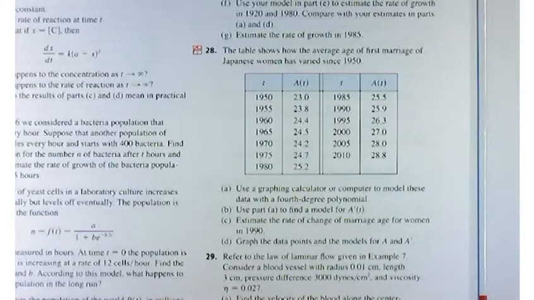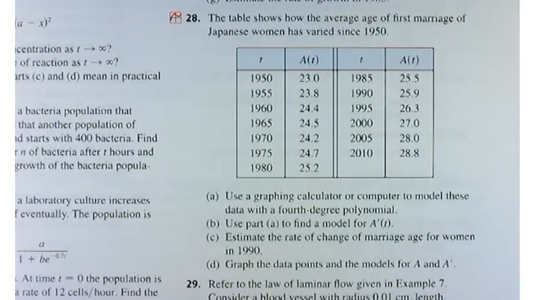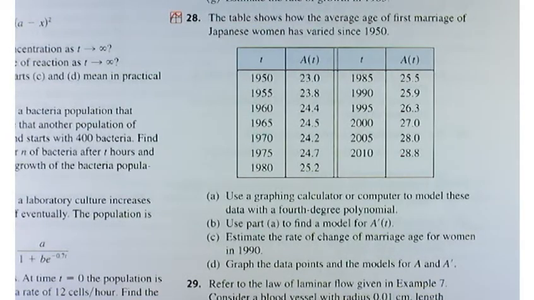Okay, last one. Problem number 28. And if those of you are really motivated, I can send out the link on Desmos. The problem says the table shows the average age of first marriage of Japanese women, how it's varied since 1950.